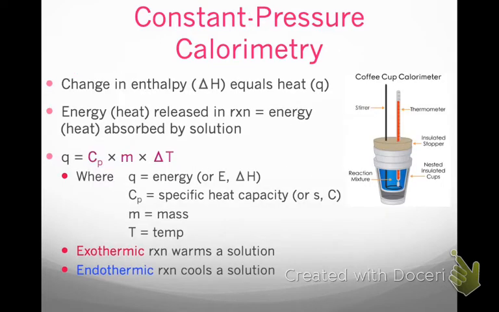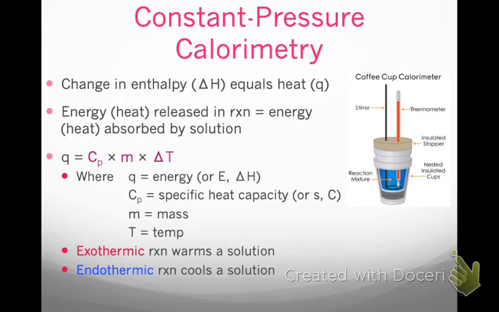So a calorimeter is used to determine the change in enthalpy, or that delta H, in a solution. Since the conditions are constant pressure, we can say that delta H equals Q. That's something I want you to keep in mind for the math that we do later in this video. Because energy is conserved, we can also say that the heat released is equal to the heat absorbed by the solution. That's the second bullet point there.